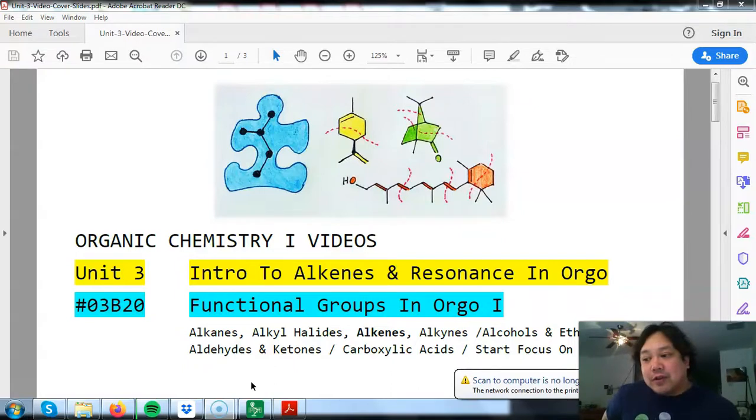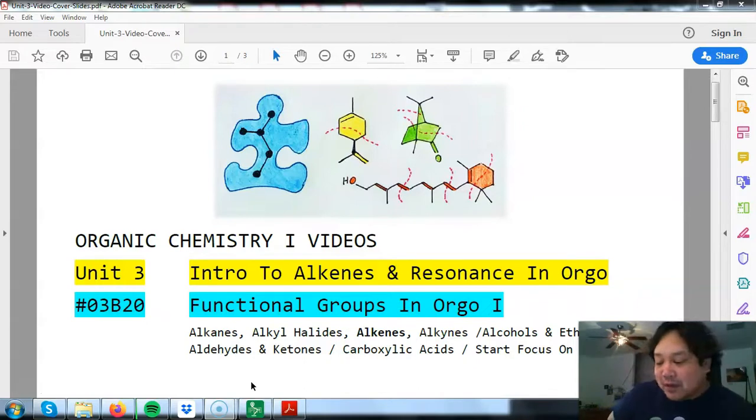In general chemistry, though, we were working mainly with inorganic molecules and polyatomic ions when we looked at resonance. In organic chemistry, we're going to look at resonance in terms of organic compounds. And if you recall, organic compounds are molecules that have carbon and hydrogen, at least one carbon and at least one hydrogen.